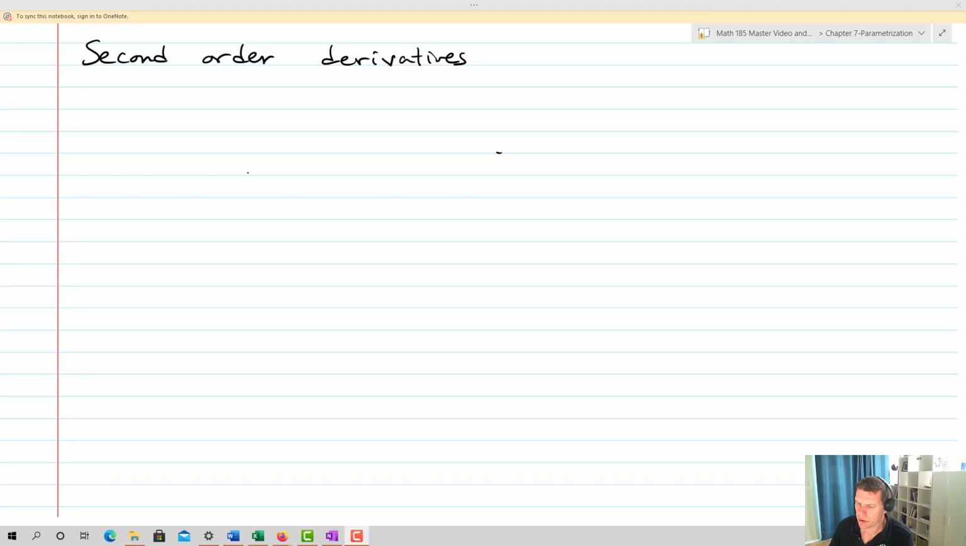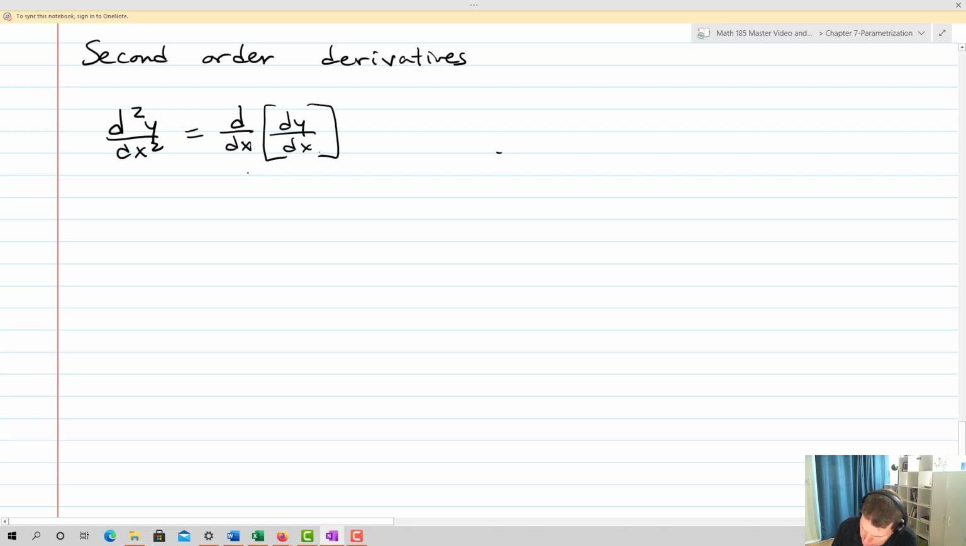Now let's find the second order derivatives. So what we're looking for is d squared y dx squared. And what you want to notice about this is that this is actually d dx of dy dx. So basically we're just doing the same process or operation that we were doing on y. We're going to do it again to dy dx.